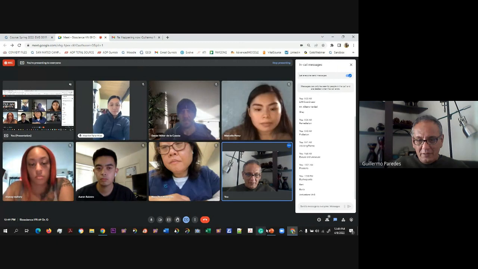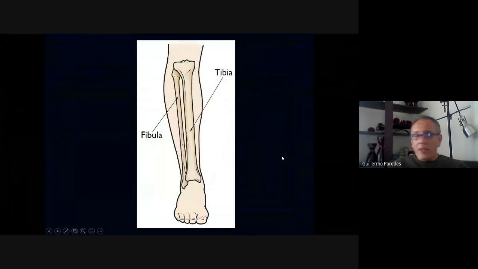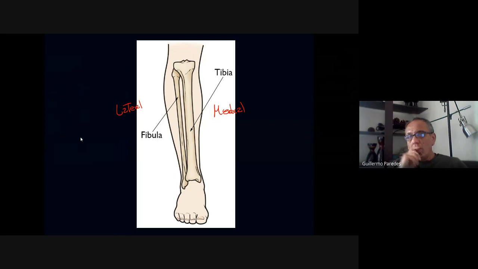All right, so this is the right lower extremity. And tell me, the tibia is medial or lateral? Medial. Excellent. And the fibula? Lateral. Can you see your big toe? Your big toe in your foot is medial or lateral? Medial. Excellent. The big toe is medial.